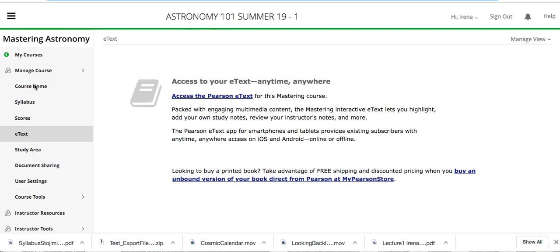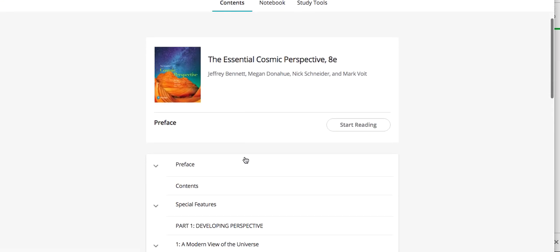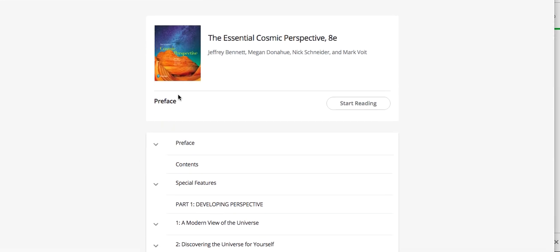Okay, so I'm here on the Mastering Astronomy, and I want to go to the textbook because I want to tell you a little bit about what the course is about. So if I click over here, it will open now this e-text, and we can now take a look. This is the textbook that you're using.